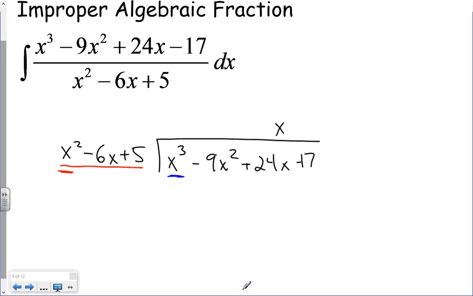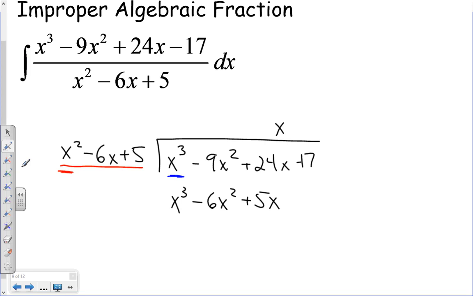And now I'm going to go and multiply that x through this polynomial up front. And I'm going to write the answer down below this x cubed that I've got there. So let's go through that. If I take the x and I multiply by x squared, that gives me an x cubed. And then I take that x and multiply by the next term. By a negative 6x, will be a minus 6x squared. And multiply the x times the 5 will give me 5x.